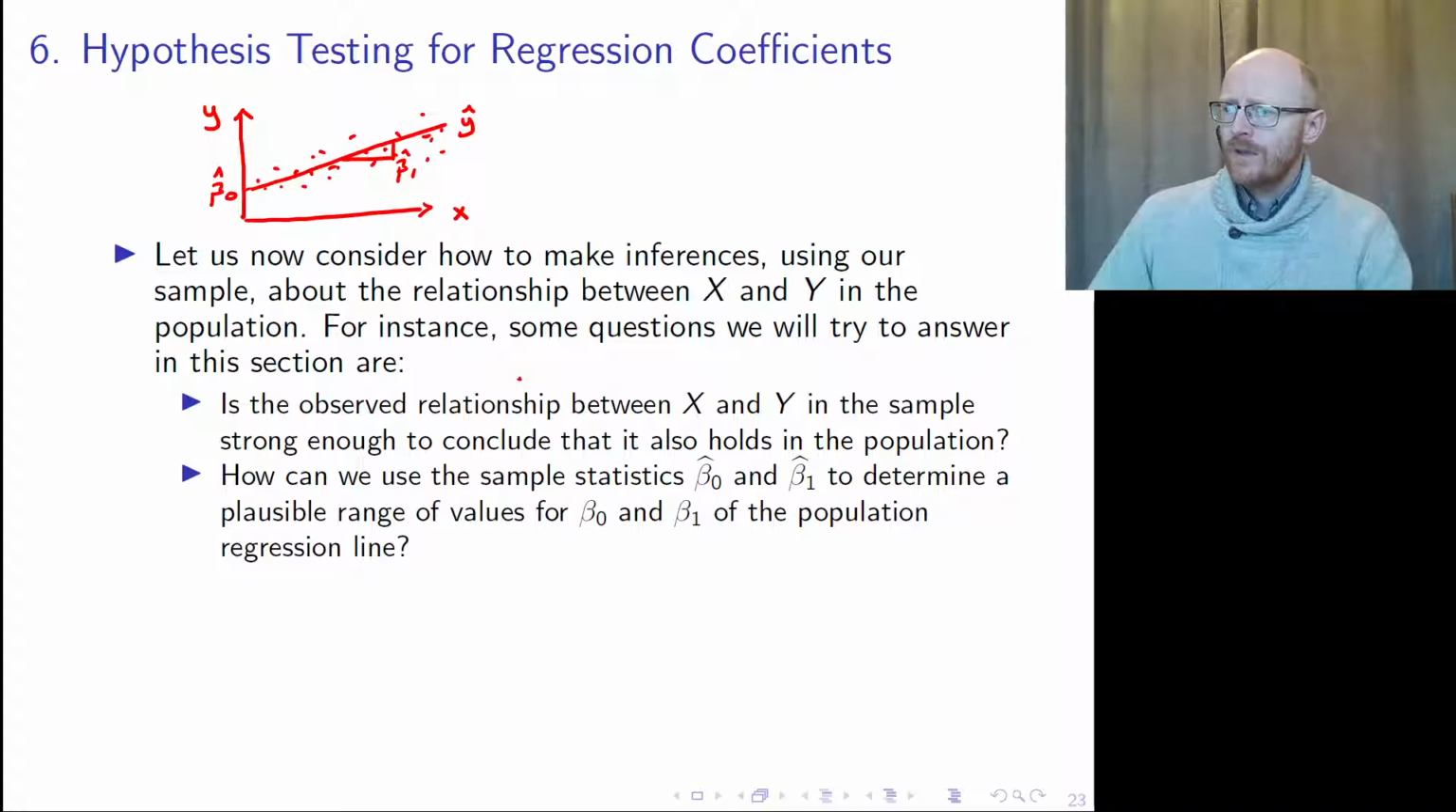For example, we have some questions we want to answer, like, is the observed relationship between x and y in the sample strong enough to conclude that it also holds in the population? Or how can we use the sample statistics of our estimated intercept and the estimated slope to determine a plausible range of values for the true intercept and the true population slope? So this is the idea behind hypothesis testing.